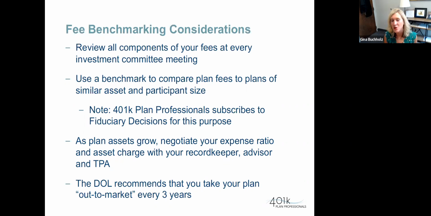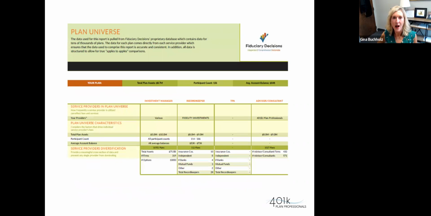Again, the Department of Labor says you don't do that all the time, but every couple of years, you should probably go out to the market and just make sure that you really can say, you know what, based on the services we get, we're comfortable with our fees. So I want to just show you a quick example. I know this is really small print, but if you've ever sat in one of our committee meetings, if you're a fiduciary and you join us for that annual or semi-annual fiduciary committee meeting, this probably looks familiar.